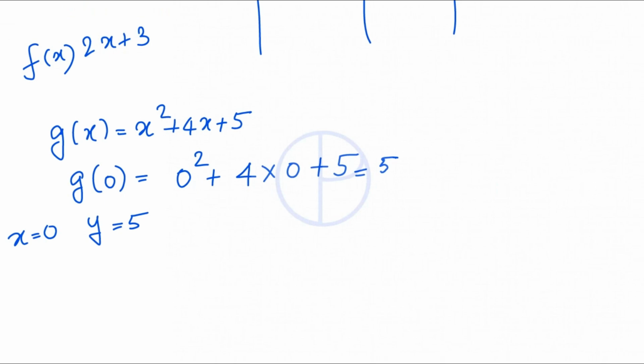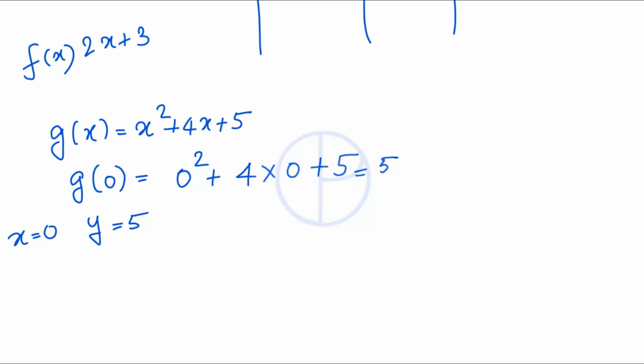Another thing about function is function operations. So if you have two functions, let's say f of x and another function g of x, you can manipulate functions. You can add them, you can subtract them, and you can also multiply them, what we call a composite function. You can also find the inverse of the function.